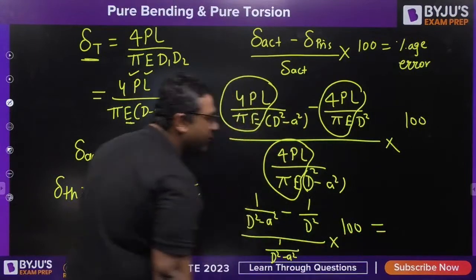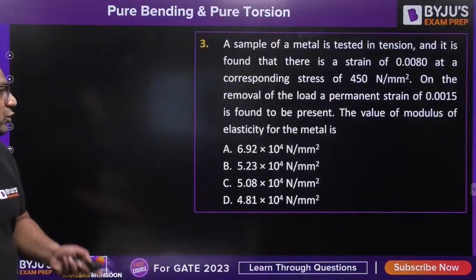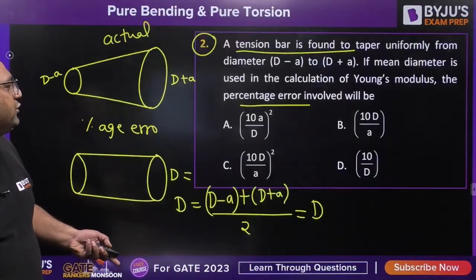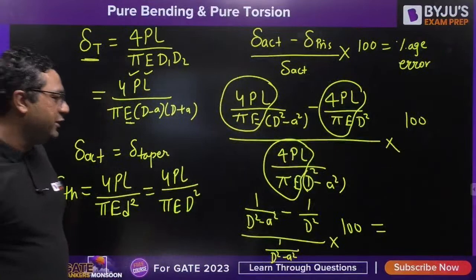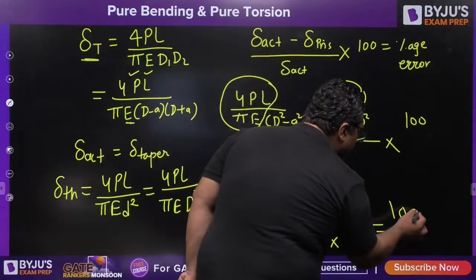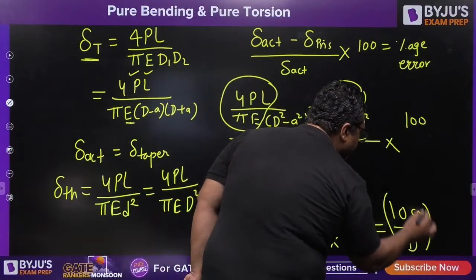So after solving, my dear, what you are going to get is 10a by d ka whole square. So the answer is going to be 10a by d ka whole square.